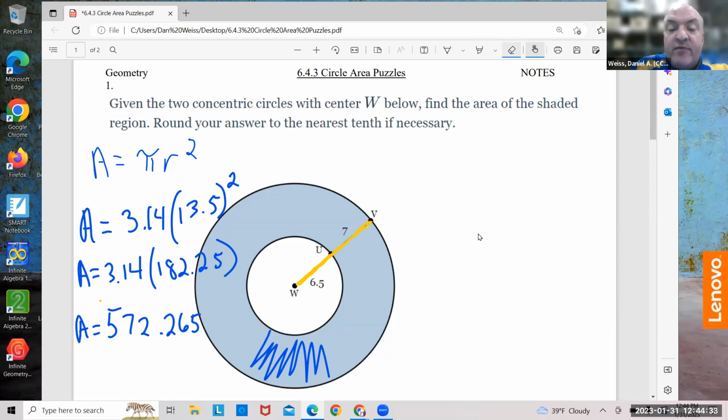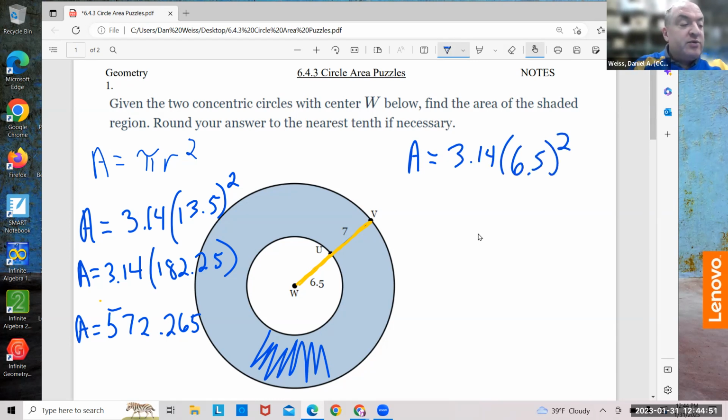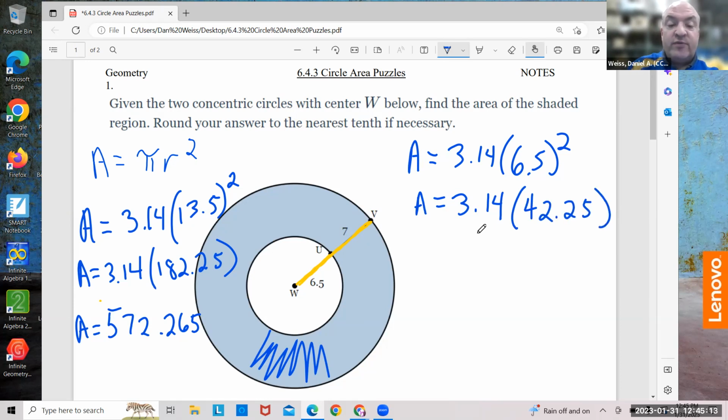So what is the area of the white circle? Would you agree, area equals pi times radius squared. 3.14 times 6.5 squared. On my handy dandy calculator, 6.5 squared is 42.25. So area is going to equal 3.14 times 42.25. I'm going to take 42.25 times 3.14, and that's going to give me 132.665.